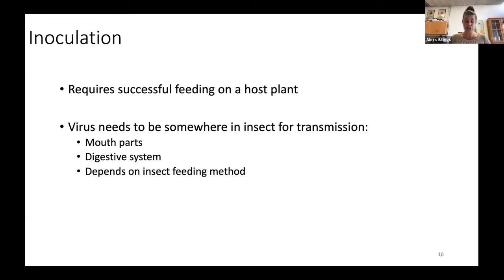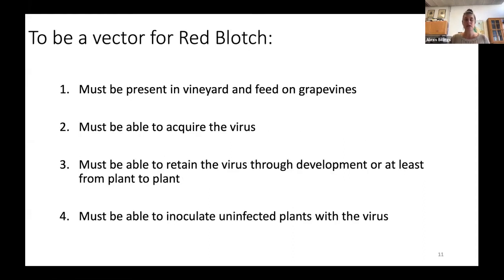But on the other side, just because an insect acquires the virus doesn't mean it can complete the inoculation phase. So for red blotch in particular, in order to be a vector, the insects must first be present in the vineyard and feed on grapevines. Second, the insects must be able to acquire the virus from either infected plant material, from feeding, or from another infected insect.